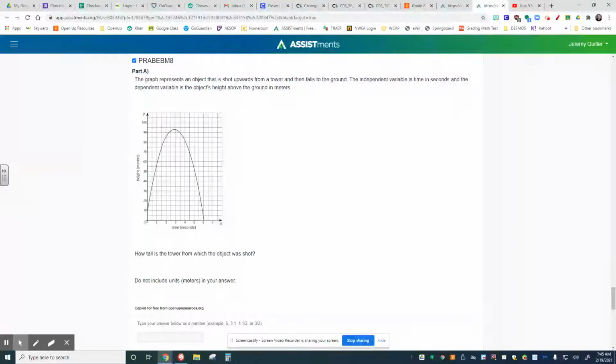The next question here, the graph represents an object that is shot upwards from a tower and then falls to the ground. The independent variable is time in seconds, and the dependent variable is the object's height above the ground in meters. How tall is the tower from which the object was shot? I would suggest taking a look at it and asking, where did that line begin? That's usually a really good place to figure out where your tower is at. Do not include meters in your answer. I know this is contrary to a lot of the other things that I put, but consider those pieces.